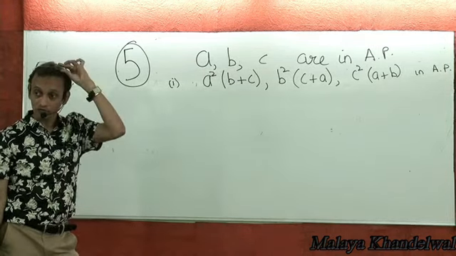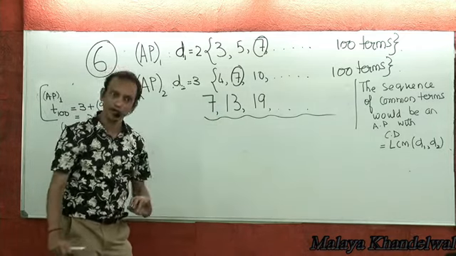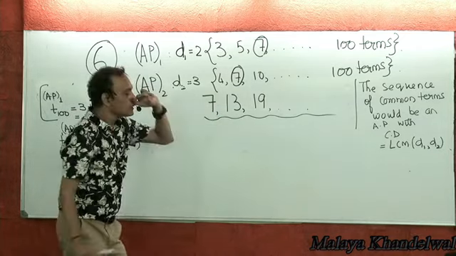Now, this is the sequence of common terms. I want to find how many such terms are there. Suppose there are n such terms. Then what is the nth term of this sequence of common terms? 7 plus n minus 1 into 6. Yes or no?